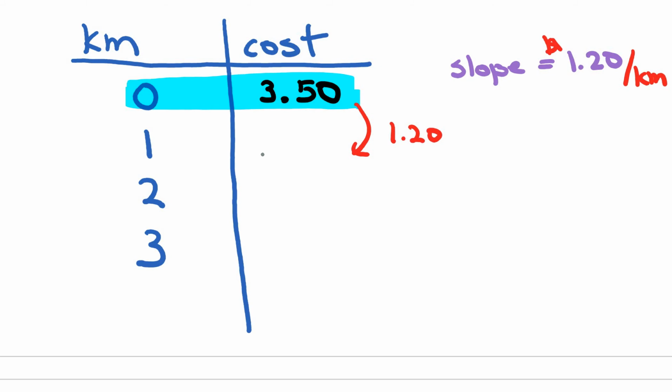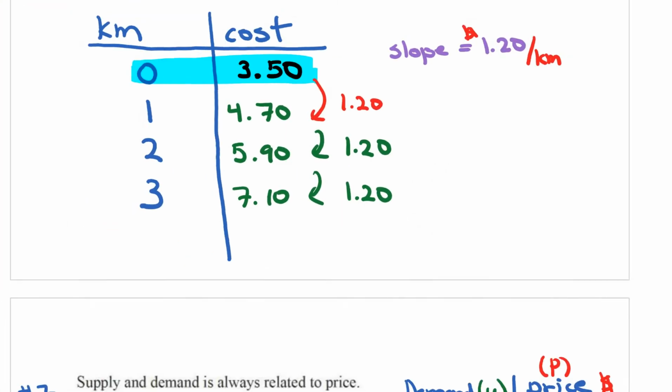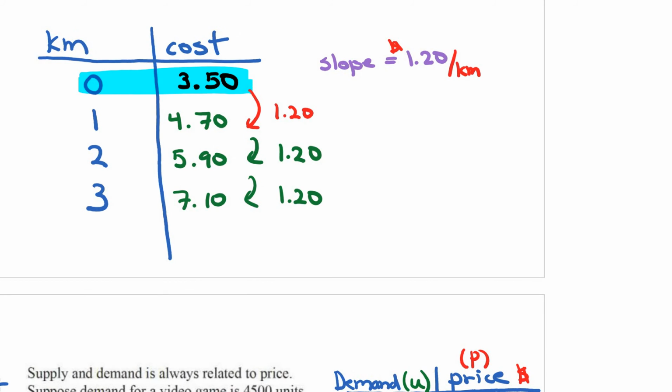And this is going to be, what, $4.70. And then if I add another $1.20 to that, that's going to be $5.90. And $5.90 plus another $1.20 is going to be $7.10 there.